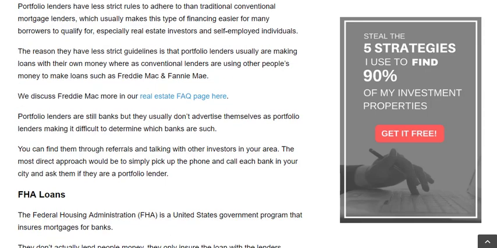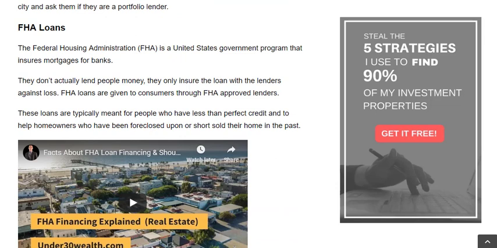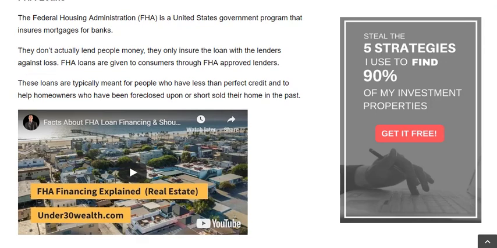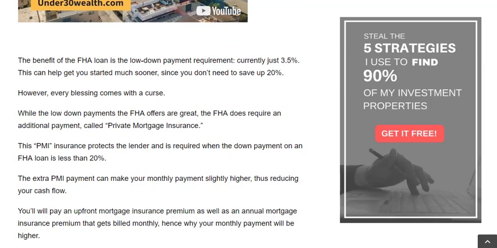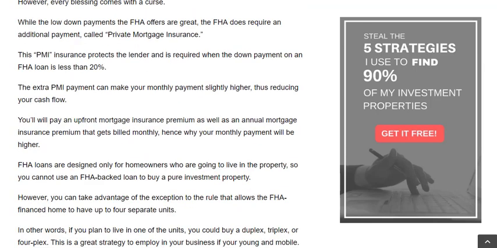FHA loans are typically a housing assistance loan program from the federal government in the United States. It helps first-time home buyers especially because they only require usually 3.5% down payment minimum. So you can finance up to 97% of the property value. So that's one of the cool things FHA does, but there's lots of lending guidelines and restrictions, so it's one of the tougher loans to get qualified for.